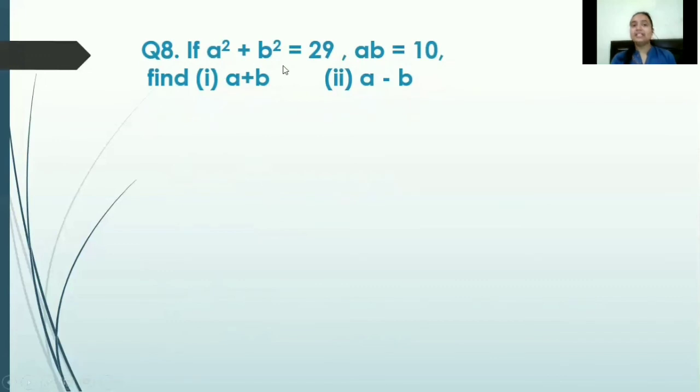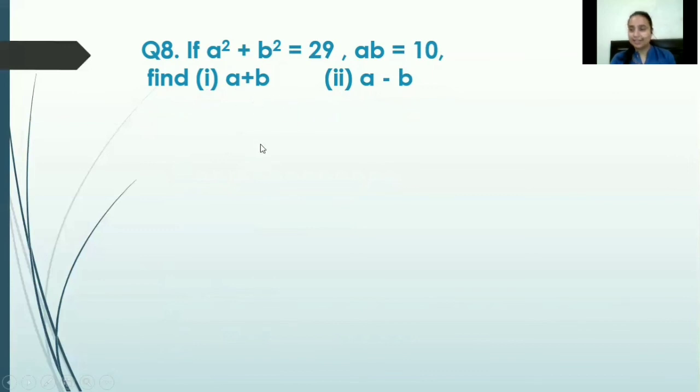Okay, sometimes these conditions are given and some of the values we have to find out with the help of identities only. See, A square plus B square is given as 29 and AB is equal to 10. Then find A plus B and A minus B. Let's see. A square, B square and AB are given. A plus B they want us to find.